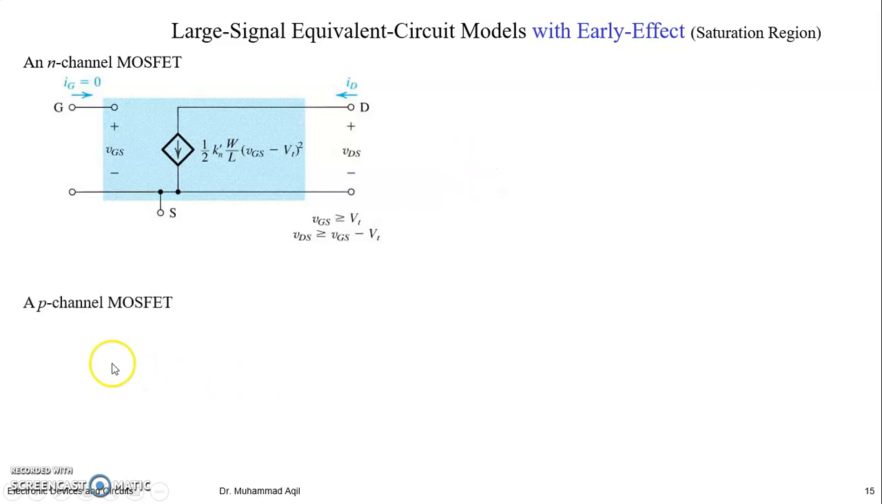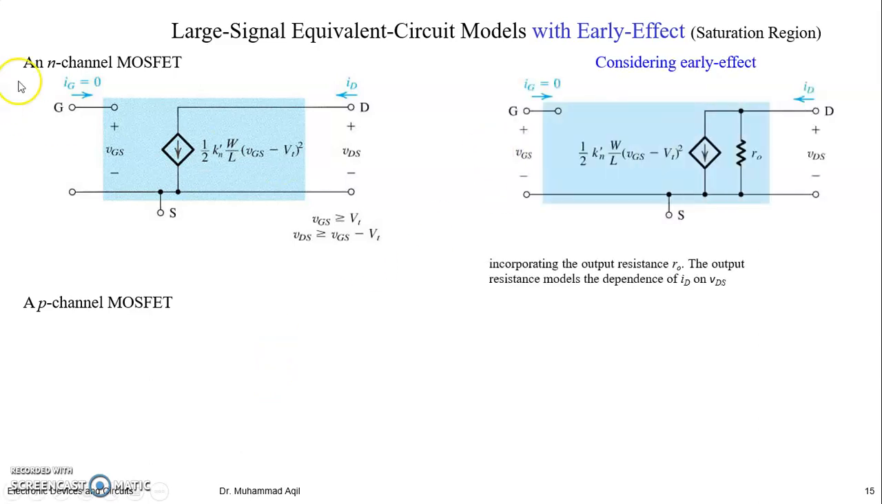How about PMOS without early effect? I gave this drawing to you, right? You have to draw yourself. And this is the N channel MOSFET with early effect, right? So it means you are having an output resistance.